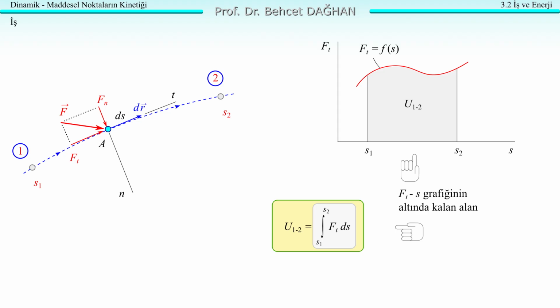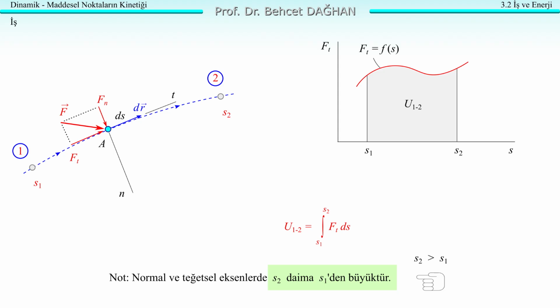Now, there's something we need to emphasize here. When we use the normal and tangential coordinates to find the work done by F, then the second position is always greater than the first position. As you know, the positive side of the tangential axis is always in the direction of motion. We said that the side in which the motion is in is the positive side. Therefore, S2 is always greater than S1 on the normal and tangential axis. Let's emphasize this as well.